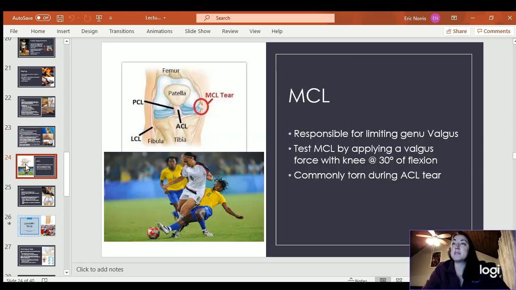All right, the medial collateral ligament is the MCL. It is responsible for limiting genu valgus, that medial force, and you test it by applying a valgus force, a medial glide, with the knee about 30 degrees of flexion. It's common for the MCL to be torn during an ACL injury. We'll learn in a minute about the unhappy triad, these injuries occurring together. And again, typically sports injuries or some type of quick cutting movement, things like that.